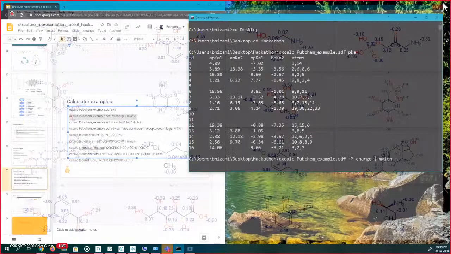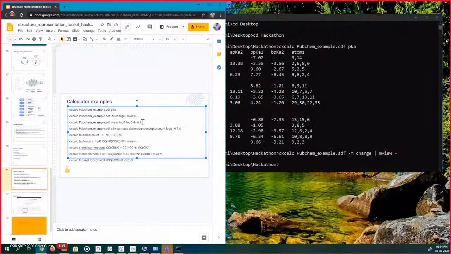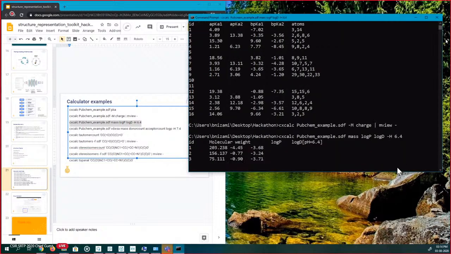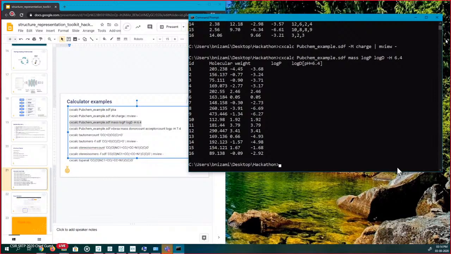All right, let's take another example of how you can calculate multiple properties in one single command. Again, cxcalc remains the same, my input file is the same, but now I'm asking it to calculate three different properties. I want to calculate molecular mass, logP, and logD, and with this -H 6.4, I'm telling it to calculate all these properties at pH 6.4. Because logP and logD vary by pH, you have to define this. If you do not give the H flag, I think there is a default of 7.4 or something, which will be used for calculating.